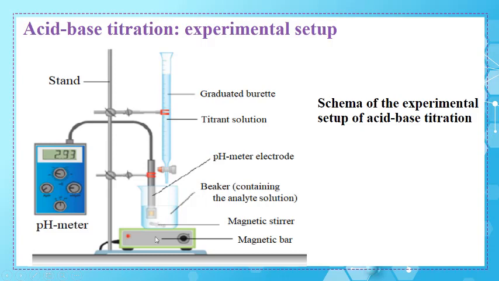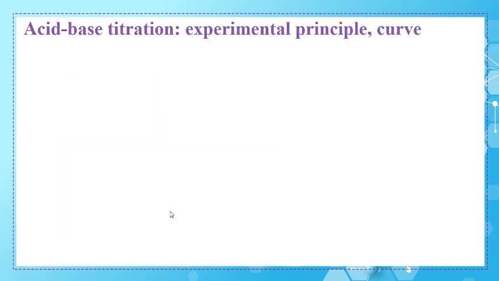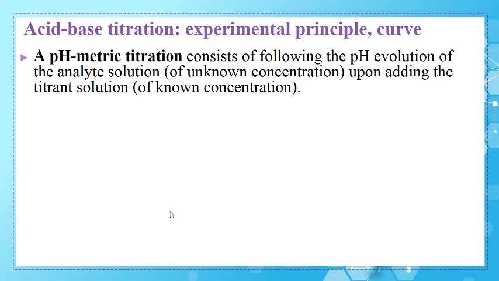And we have to use this magnetic stirrer. The stirrer is simply a machine that allows this magnetic bar to rotate inside the solution and mix it. So its role is simply to mix what is in the beaker. And finally, we have the pH meter, which is a digital instrument. It has a sensitive electrode here. Once the electrode is in the beaker, it allows this machine to show us the pH value at each time in the beaker. So this is about the experimental setup. Now, what is the experimental principle of acid-base titration?